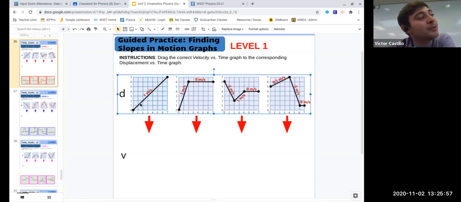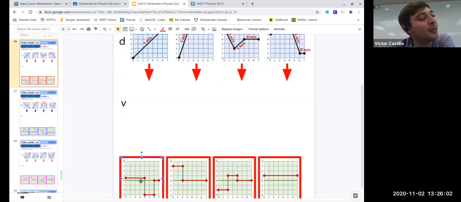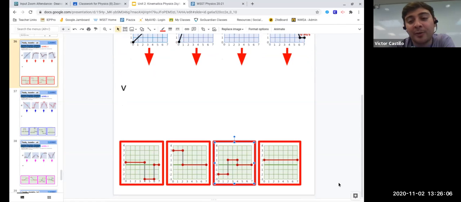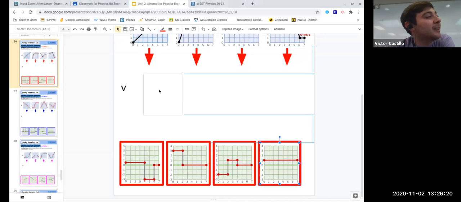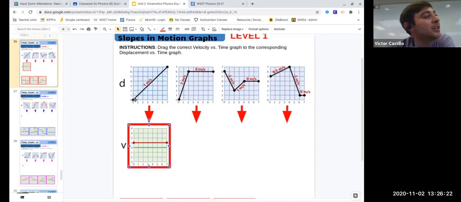So if the slope does not change, if the slope is constant, which graph will be the correct graph for this first one? Does anyone know which graph will be the correct one for this? Thank you, Lourdes and Jocelyn. Yes, the first one, because look, since the slope did not change, that means my velocity did not change either. So it's just 1 meter per second, okay?